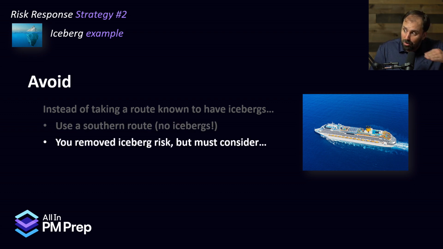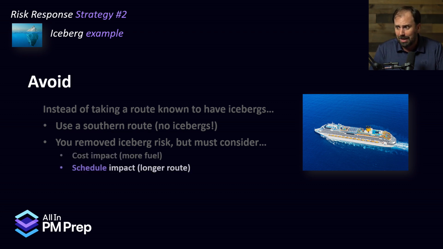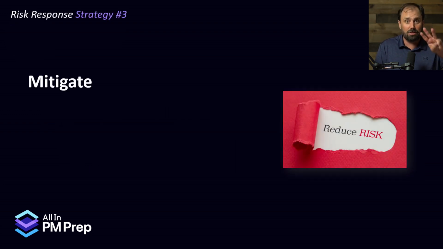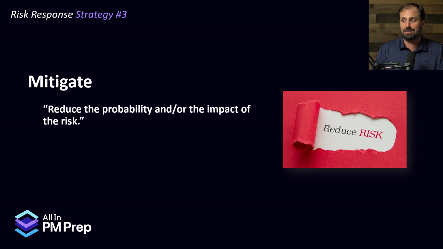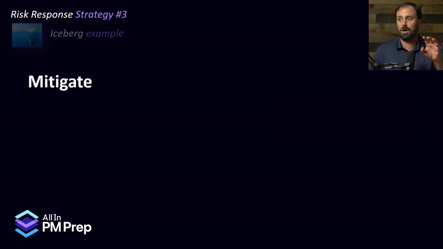Now, you remove the risk of icebergs, but as we do that, we've got to consider the cost impact. Going to be a lot more fuel, probably, and the schedule impact is going to be longer, but you might make it, so that's a good thing, all to consider. Now, the third strategy is called mitigate. And the big thing here is it says to reduce the probability and/or the impact of the risk. Keyword, reduce, all right?